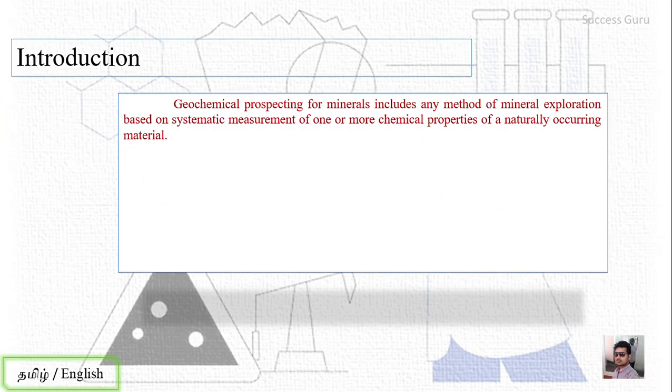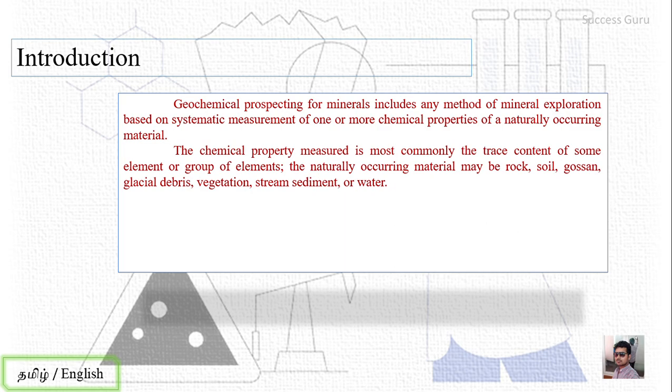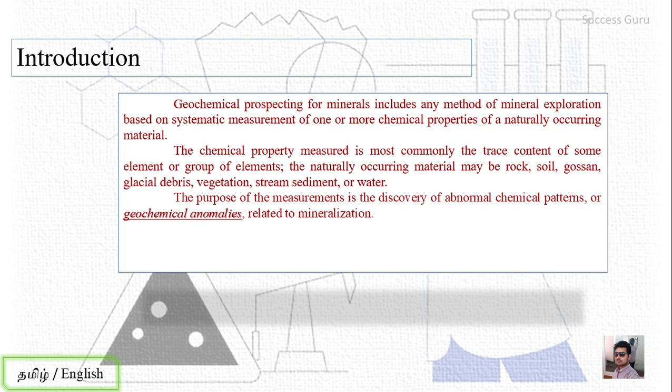So let us see the introduction. The geochemical prospecting for minerals includes any method of mineral exploration based on systematic measure of one or more chemical properties of a naturally occurring material. The chemical property measured is most commonly the trace content of some elements or group of elements. The naturally occurring material may be a rock, soil, gossan, glacial debris, vegetation, stream sediments, or water. The purpose of this measurement is to discover an abnormal chemical pattern or a geochemical anomaly related to a mineralization.